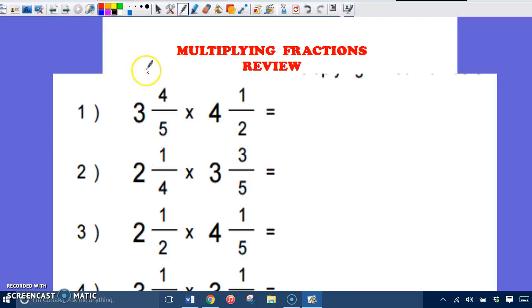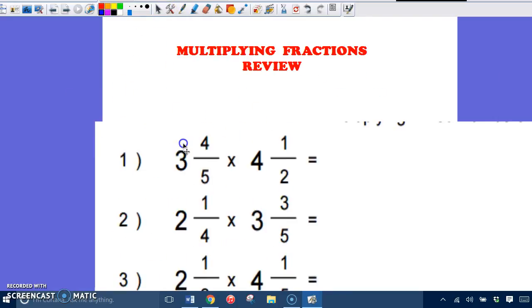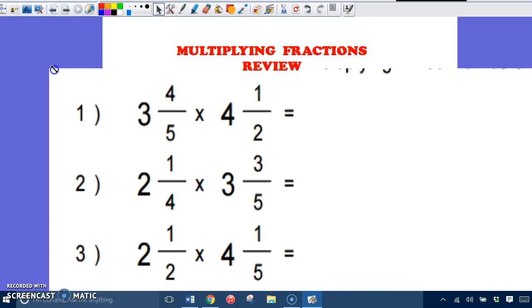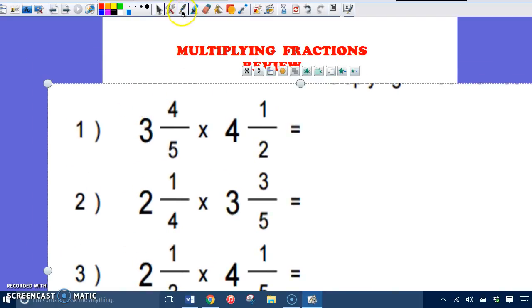Multiplying fractions review. Now, the worksheet that accompanies this video is all mixed numbers, multiplying mixed numbers, because that's the hardest part that will be on your midterm exam. But I want to quickly review, just by altering this first question, the basics of multiplying fractions. And this is what I mean.